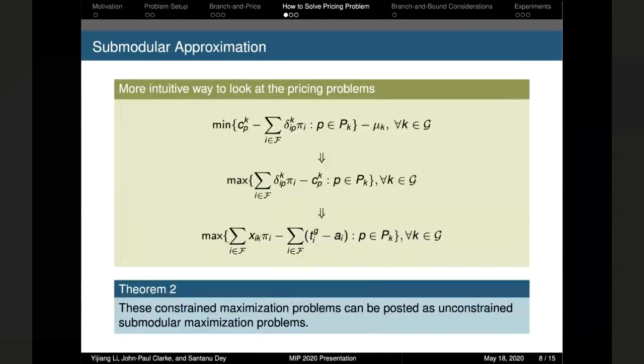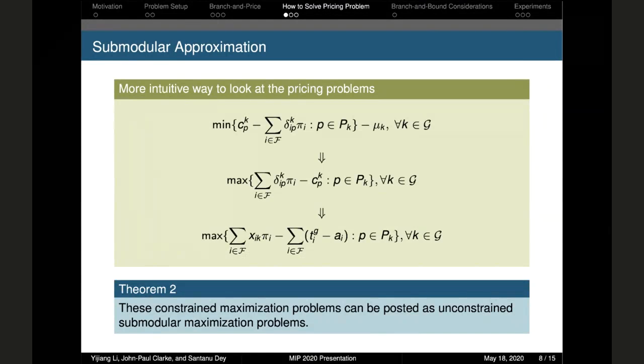Now this is a more intuitive way to look at the pricing problems. We look at it from a maximization perspective, and here we explicitly replace the delta_ipk parameter with the pricing problem decision variables x_ik, and we replace c_pk by the expression summation over all flights of T_iG minus A_i, which is the total arrival delay.